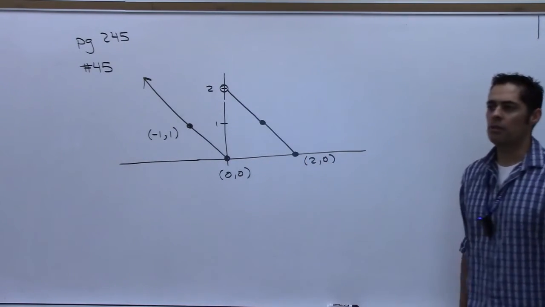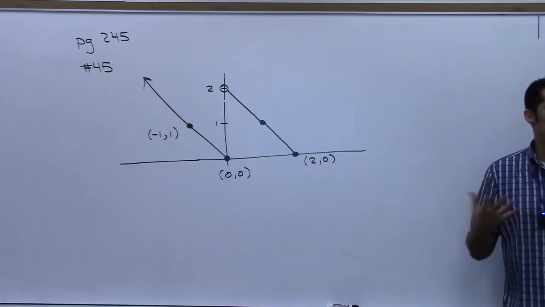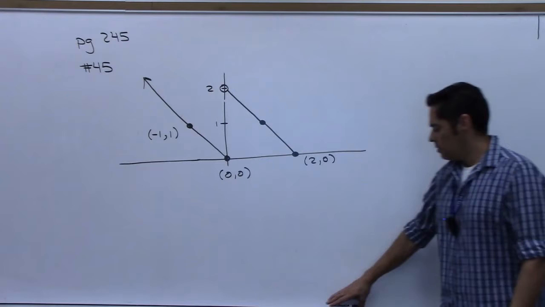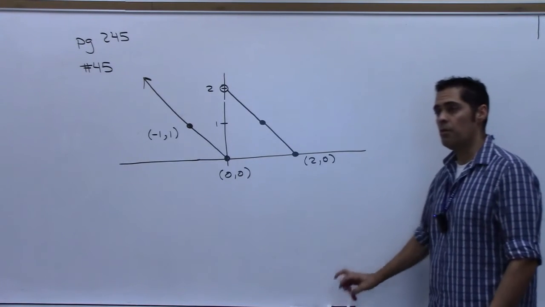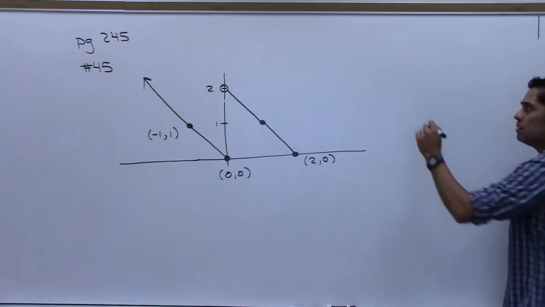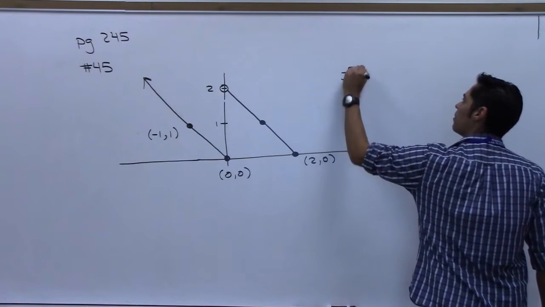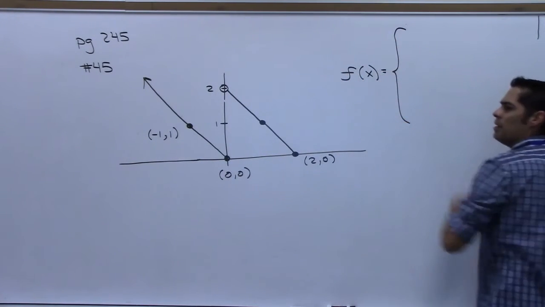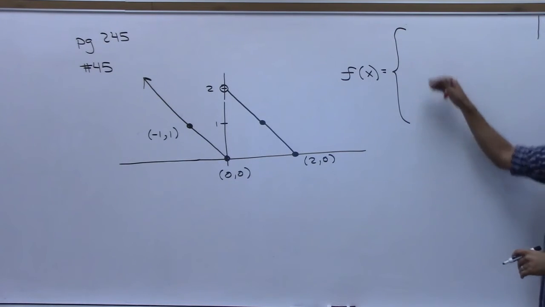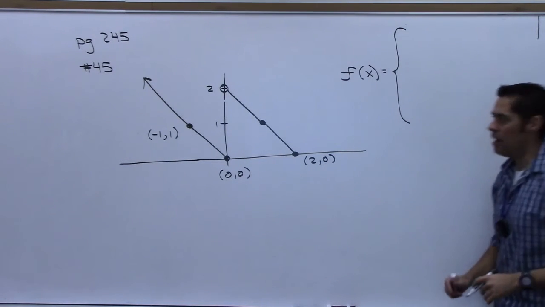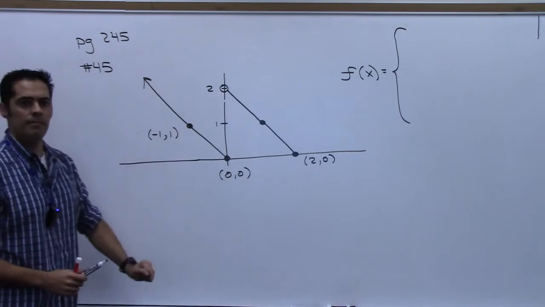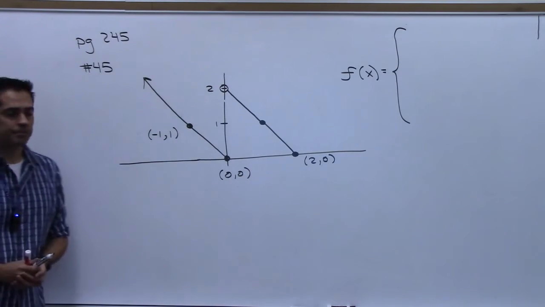Here's the picture. They want you to come up with the piecewise function that draws this. So do you understand what it wants? It wants f of x equals, and then a brace, and then the 2 or 3 pieces, however many pieces it's going to take to draw this. So how many pieces do you see? 2, this one, and then this one, right?